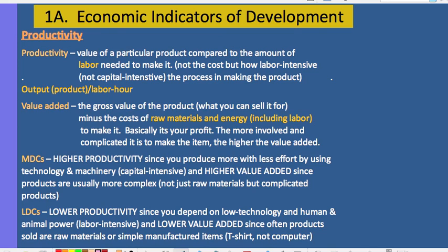Now, if you make a product with machines, and that would be capital intensive, then you could say you're much more productive at making that item. Right? So you're looking really at how labor intensive it is. The more labor intensive it is, the less productive you are. So if you can use machines instead, you can be a lot more productive.